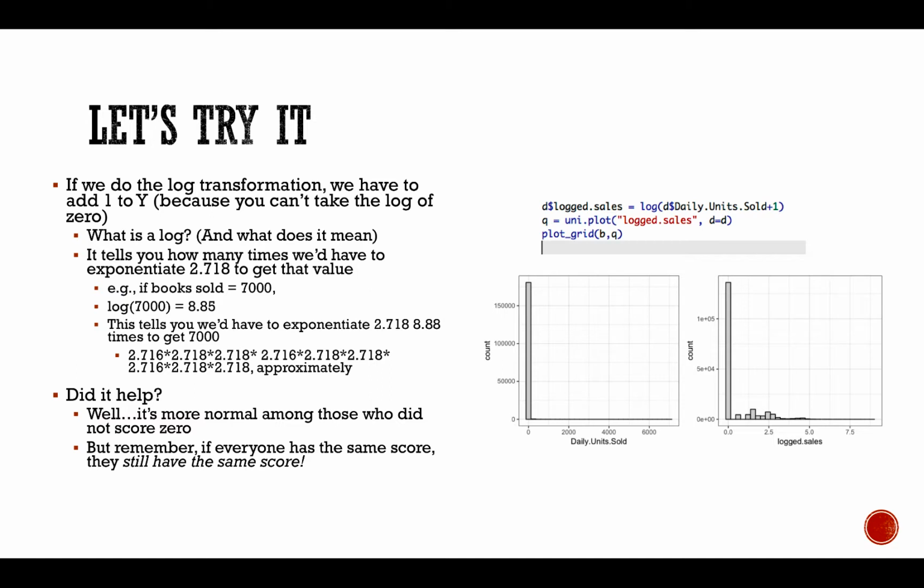And so what that tells you is we would have to exponentiate 2.718, which again is the natural log base, 8.88 times to get the value of 7,000.